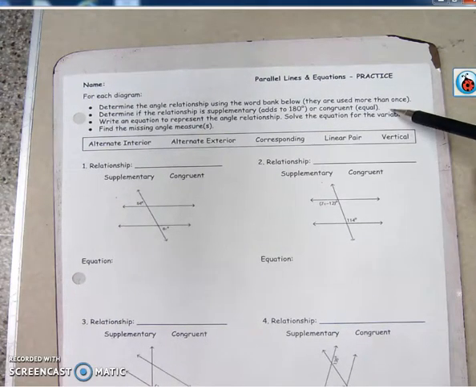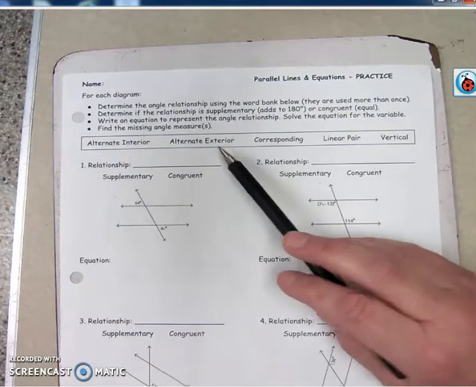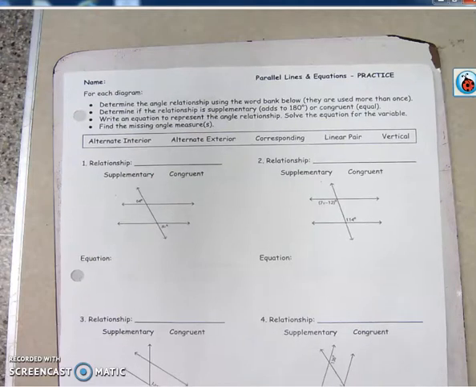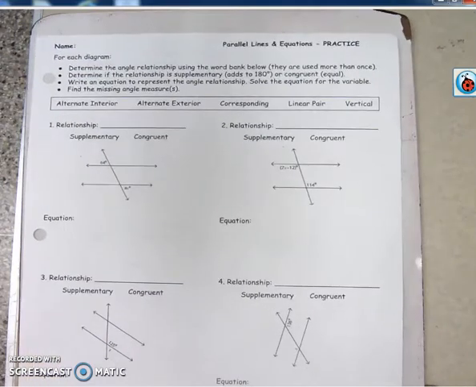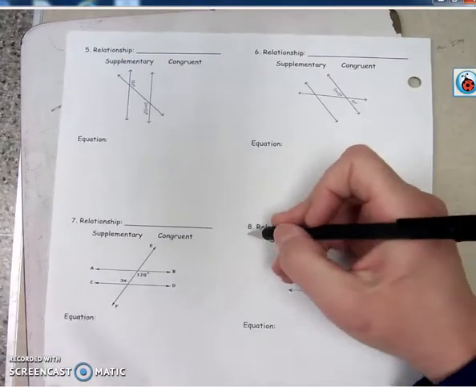Now I'm going to give you a hint to start. There is only one set of angles here that are supplementary. So you've got to figure out which ones those are. Then you're going to write an equation and solve the equation. So let's do a couple together as an example. We're going to do number 1 together, number 4, and number 8.